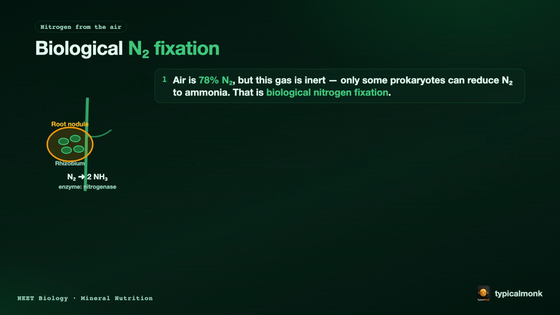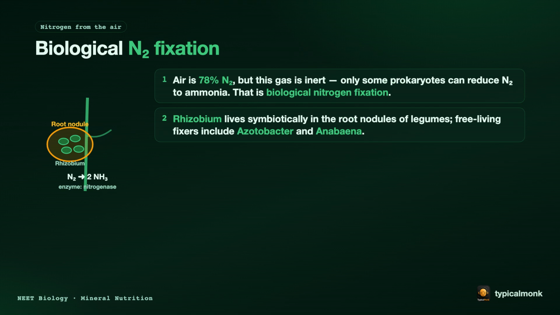Now the most fascinating part, nitrogen from the air. Air is 78% nitrogen gas, but this gas is inert. Only some prokaryotes can reduce nitrogen to ammonia. That is biological nitrogen fixation. Rhizobium lives symbiotically in the root nodules of legumes, and free-living fixers include Azotobacter and Anabaena.